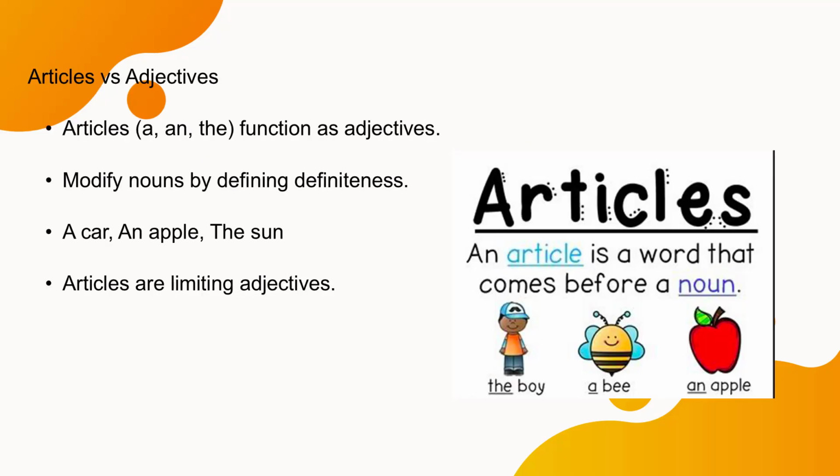Articles versus adjectives. Let's clarify the link between articles and adjectives. Articles, a, an, the, are actually limiting adjectives. They help define whether a noun is specific or general. Example, a car, an apple, the sun. Understanding this strengthens sentence structure.